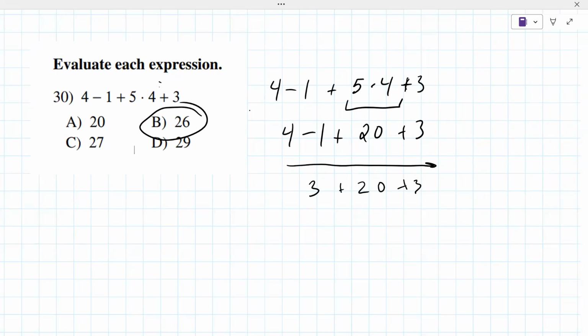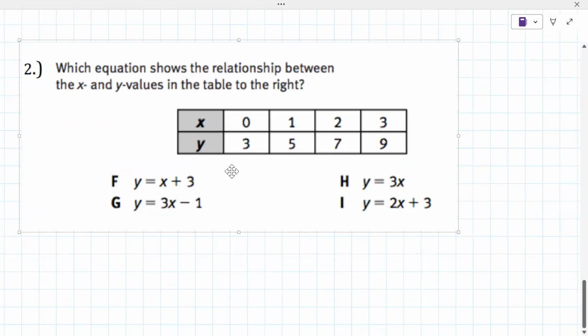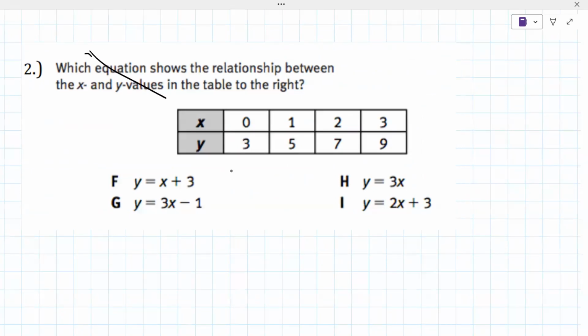All right, so let's move on to some more story type problems. They're not really story problems, but some things to look at. Which equation shows the relationship between the x and y values in the table on the right? I don't think we've done anything like this, but maybe you can figure it out. What do you think? Is this something you've seen before? No, I haven't seen it. Okay, we'll skip that.